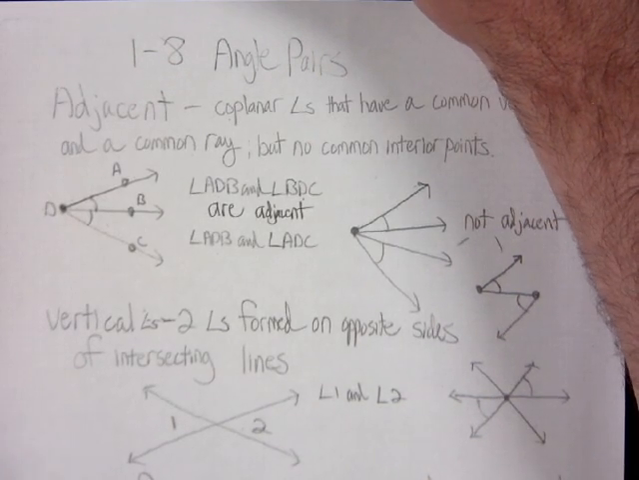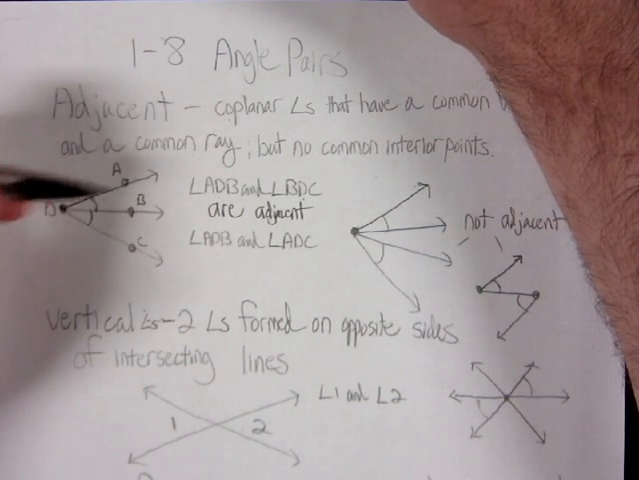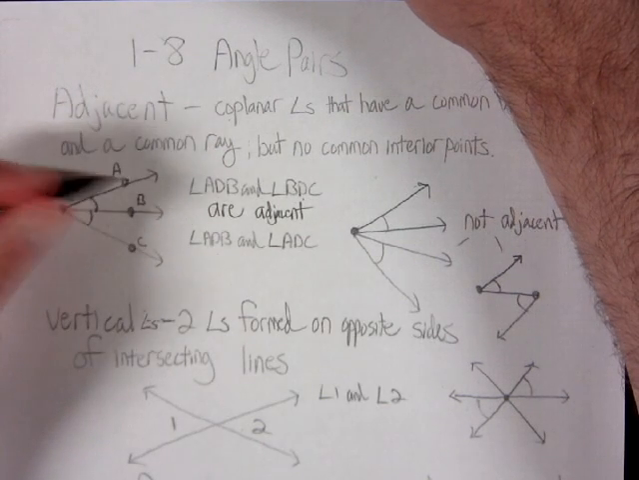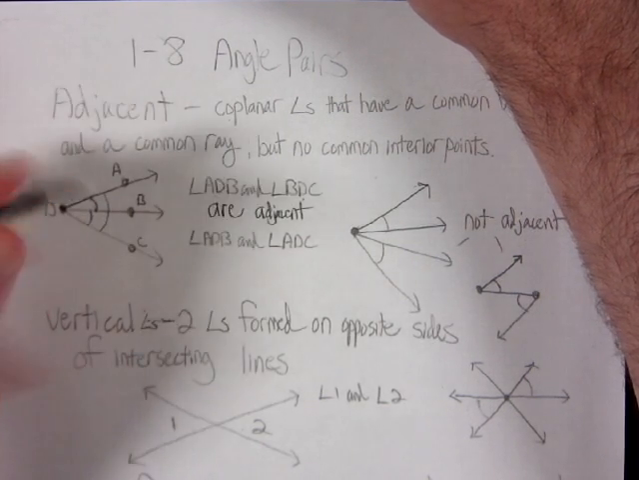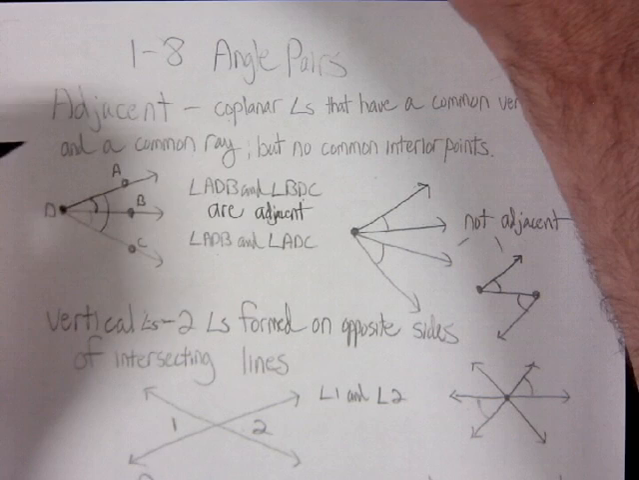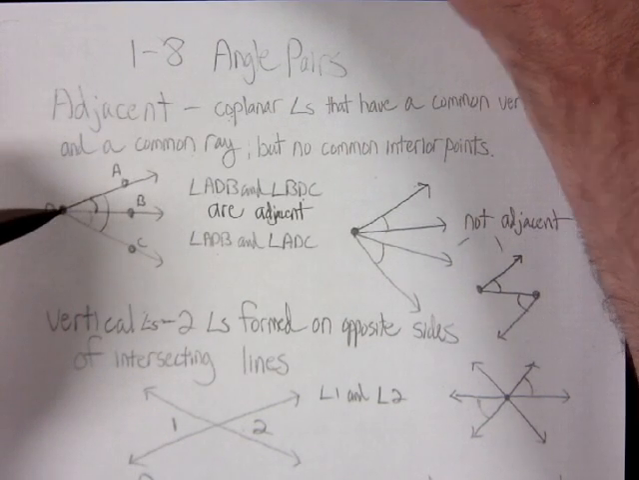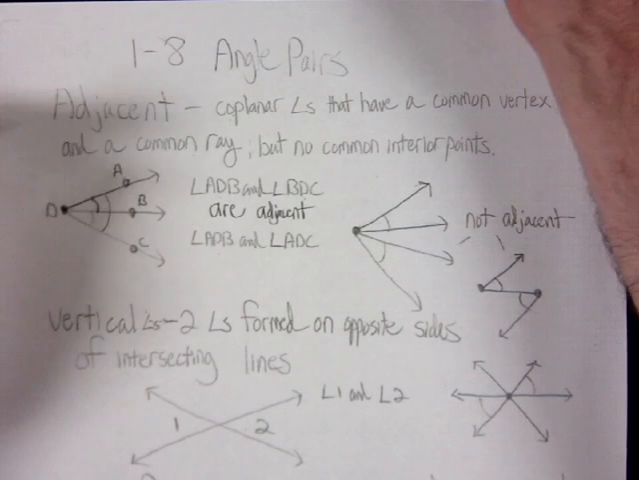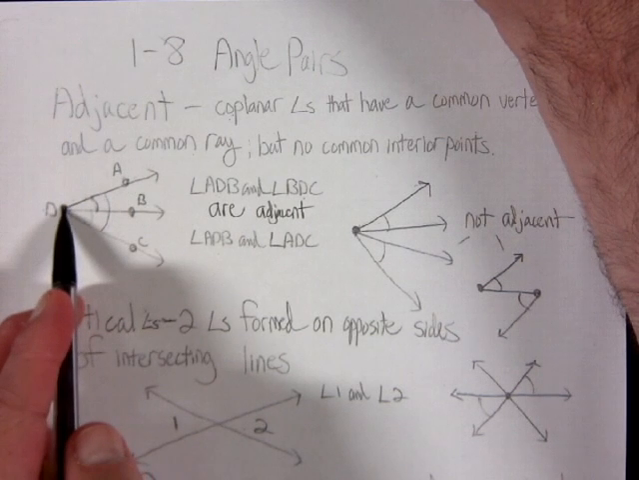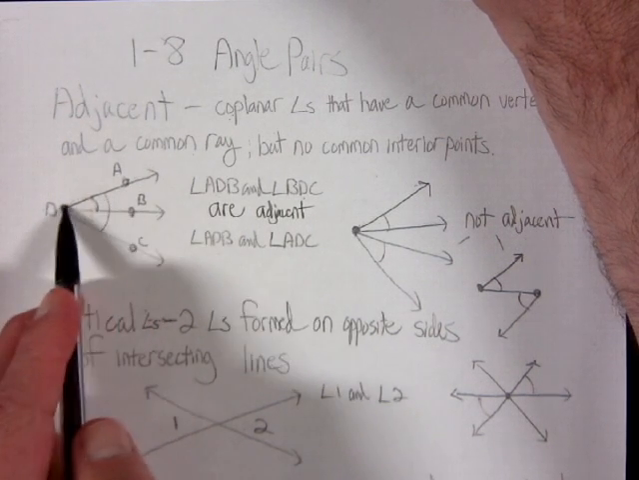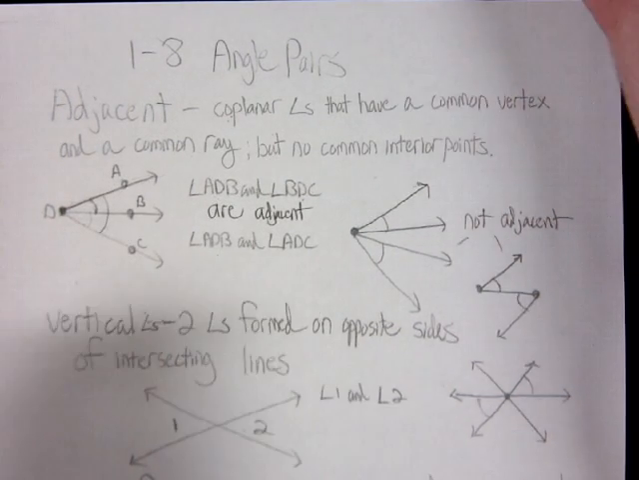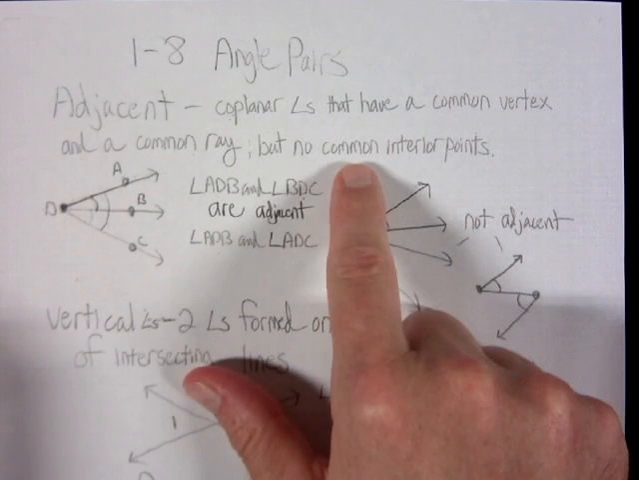Now let's look at another set of angles. Angle ADB and angle ADC. So ADC is this full angle from here to here. These are now the two that we are looking at. We want to decide whether these two are adjacent, yes or no. Are they coplanar? Yes. They are in the same plane, the plane of the paper. Do they have a common vertex? Yes. Point D is the vertex of both. A common ray? Yes. Ray DA, this top ray, is a side of the smaller angle and a side of the bigger angle.